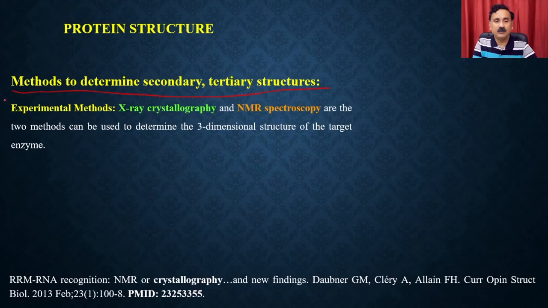One is you can use the experimental method. So experimental methods, there are two methods. You can use X-ray crystallography or NMR spectroscopy, and these are the two methods which you can use to determine the three-dimensional structure of the proteins.